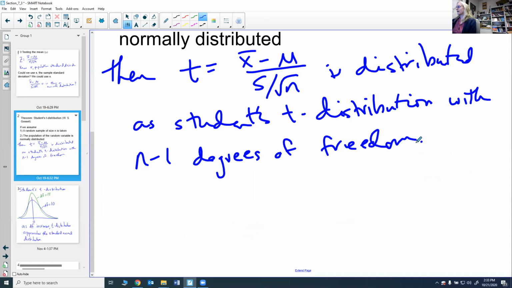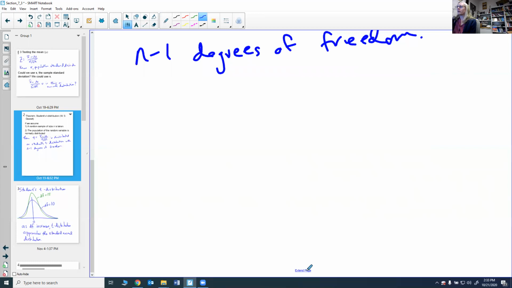So now I need to explain what that means. What is this N minus 1 degrees of freedom, and where does it come from? So let's look at what that is. First off, I want to mention that S, again, is the sample standard deviation.